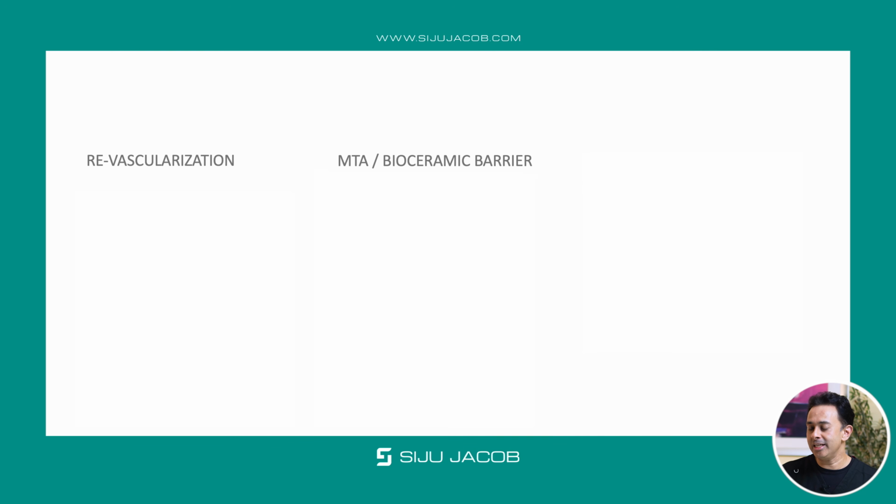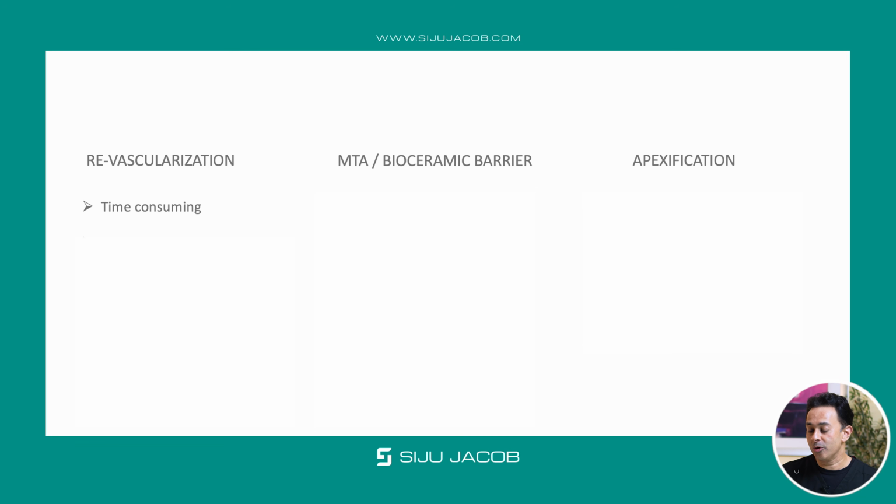However, you have to be aware that revascularization doesn't work all the time. It can fail. So in terms of predictability, it's not as predictable as apexification or bioceramic barrier. So these are the key differences. Revascularization is time consuming. You have to induce bleeding, put a proper coronal seal, and then monitor and see whether it works or not. Whereas with MTA or bioceramic barrier, you can do it immediately.